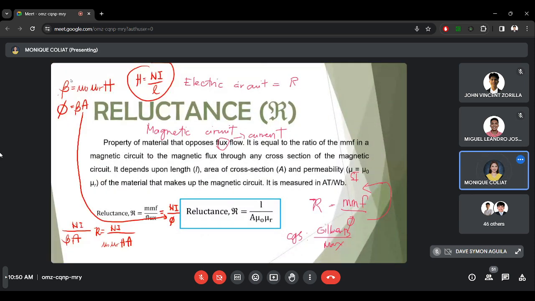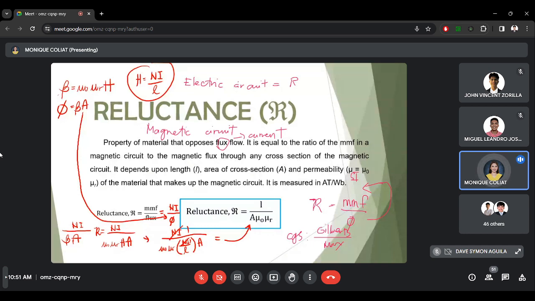So, from this one, let's put H, which is Ni over L. This one will be Ni over mu O mu R. H is Ni over L times A. So, cancel Ni, so this one will be 1. 1 over L, it is inverted because this is the one with the 1. 1 over L, that's why L went up. So the reluctance becomes L over A mu O mu R, or mu O mu R A.